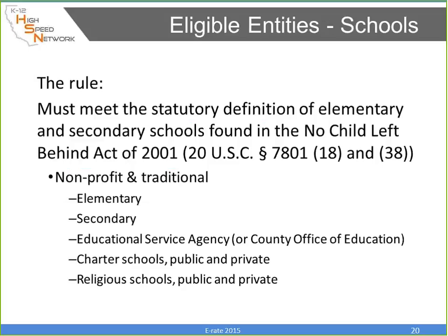And the rule definition is you have to be a school as defined by the No Child Left Behind Act of 2001. In California, that would be your elementary, secondary. ESAs, that's what E-rate calls it. County Office of Education, that's what California calls it. Your charter schools and religious schools, both public and private. These all qualify. These are the standard ones across the nation.